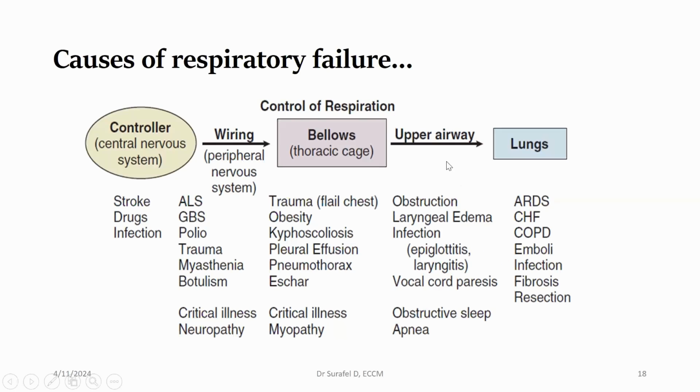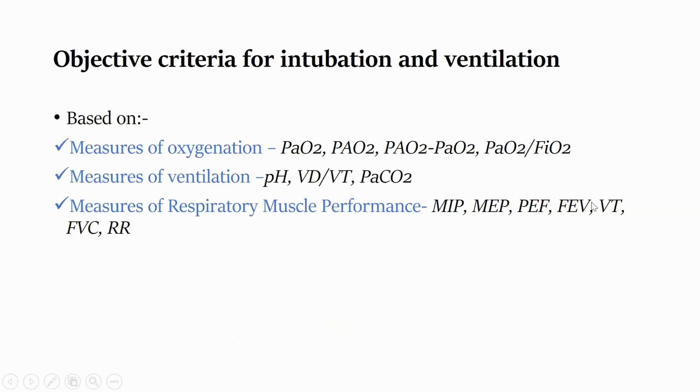So for the airway, we can mention obstruction, epiglottitis, laryngitis, vocal cord paralysis. On the thoracic cage, you can consider flail chest from traumatic causes and any vertebral deformity, circumferential burns. In the peripheral nervous system, you can consider Guillain-Barré syndrome, which is the commonest condition in our setting, and then the central nervous system, including drugs, stroke. And the lungs, of course, are the major pathologies that we face in our daily routine ICU activities, especially ARDS, COPD, heart failure, and the like. So I think it's clear until now.